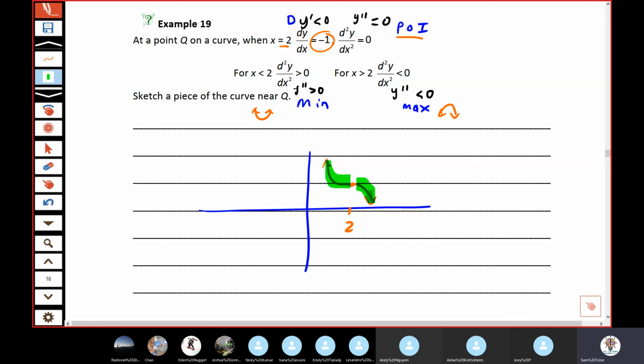Not hard. The sketching's not hard, but everyone emphasizes the sketching. It's not the sketching that's the problem. It's the interpretation of y dash, y double dash. And stop getting lazy with it. Don't just say, oh, greater than 0 is this. Say y dash greater than 0 is this. Y double dash greater than 0 is this.